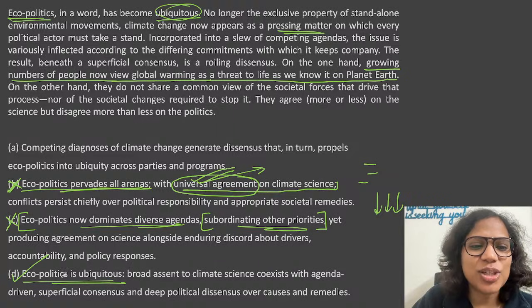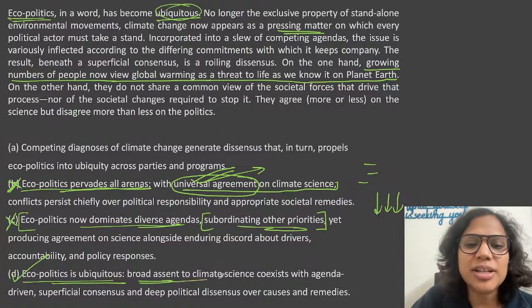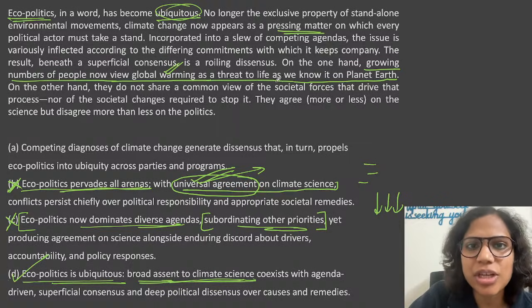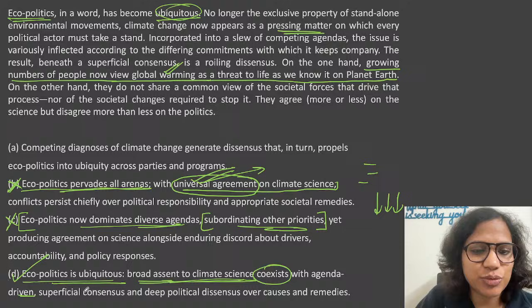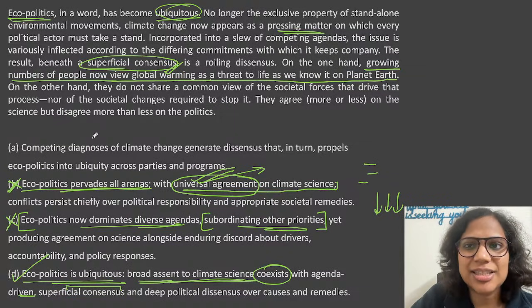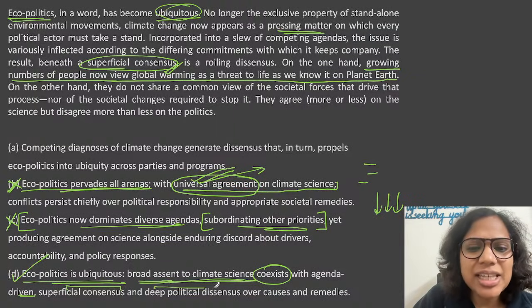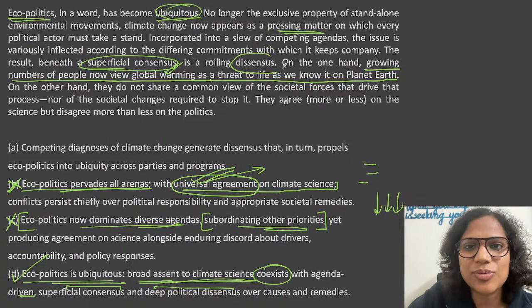D is the answer. Eco-politics is ubiquitous. Broad assent, growing numbers of people. Broad assent to climate science. That is climate science, when you recognize that yes, global warming is a threat to life as we know it on planet earth. It coexists with agenda-driven superficial consensus, right? And this consensus is very agenda driven and deep political dissensus.